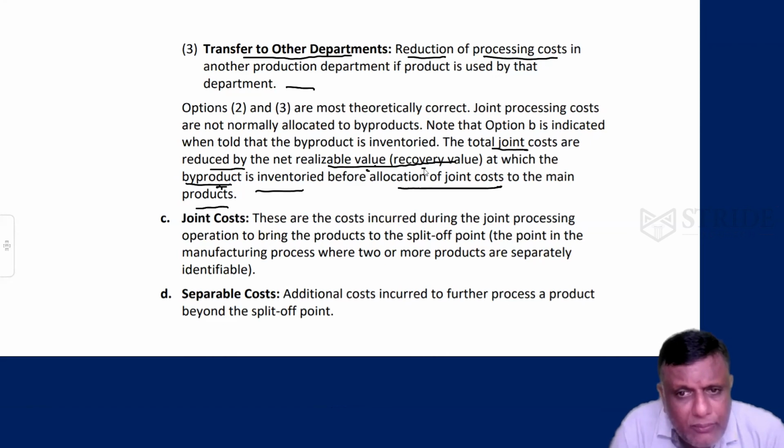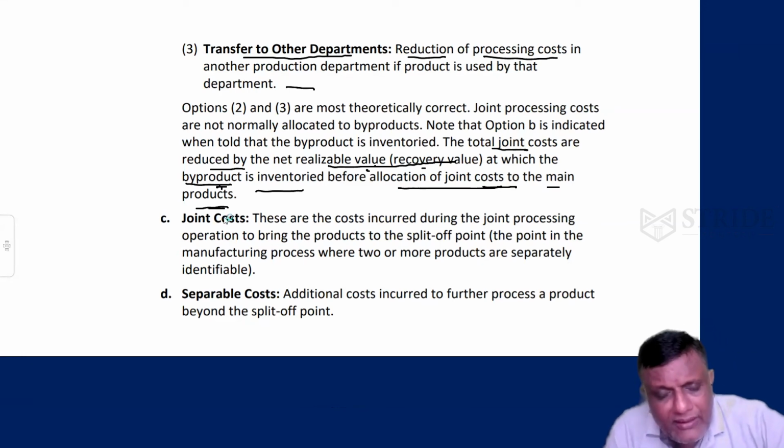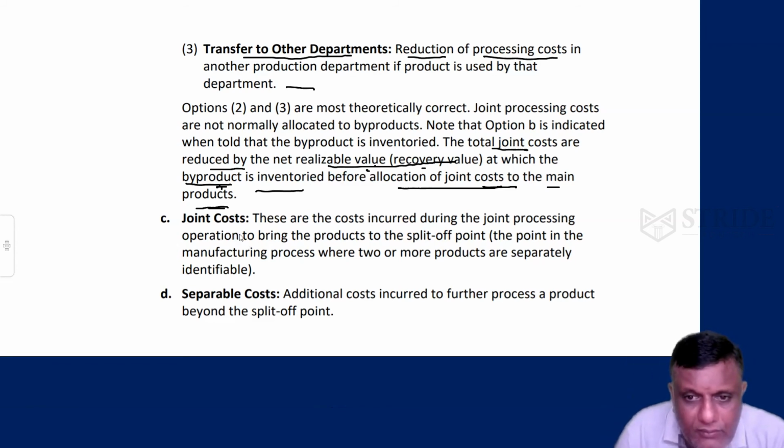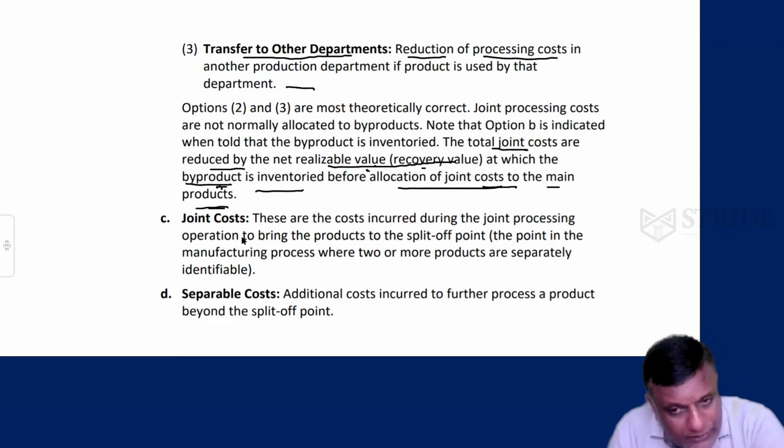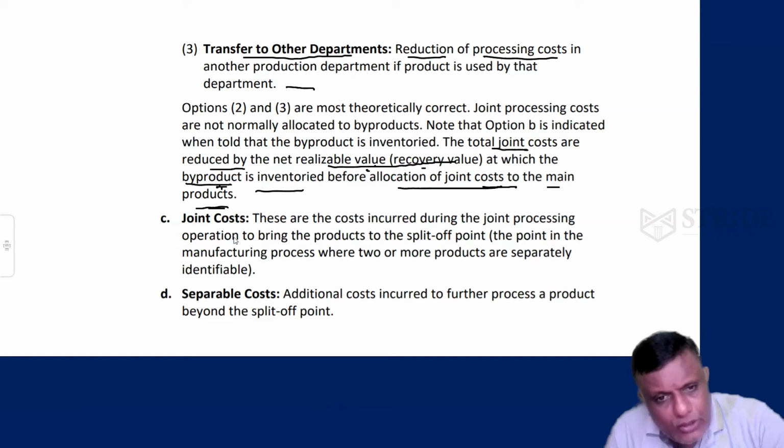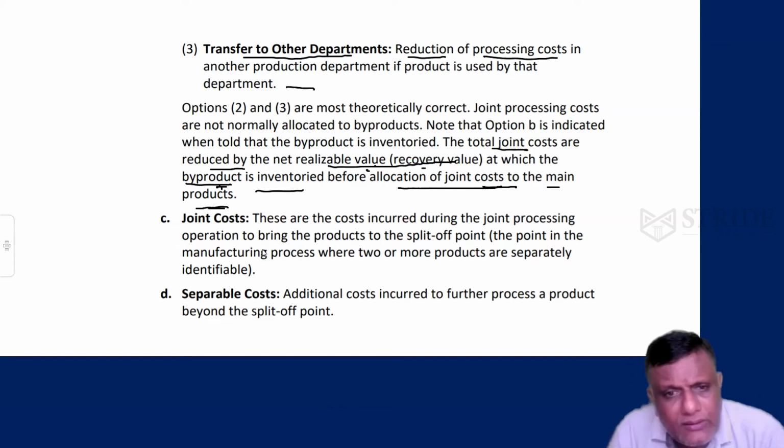Our total joint cost minus recovery value of the byproduct to be subtracted before they are going to be allocated for joint cost for the main product. So before split off point, any recovery of the byproduct to be adjusted from the total joint cost before they are going for split off. That's it. Before they go for split off. So before split off, any byproduct to be sold, the recovery value to be subtracted from the total joint cost. So the balance only will be transferred to the main product.